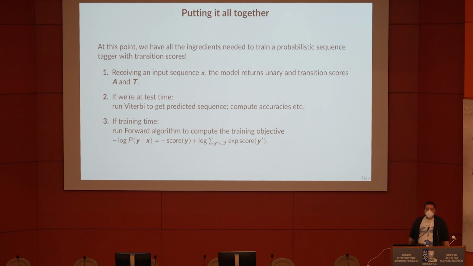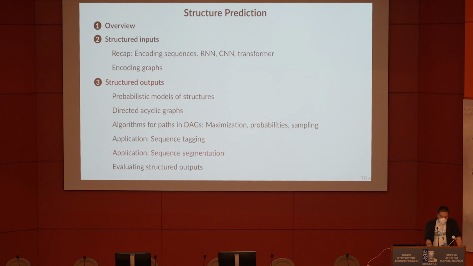Putting this all together, we have all the ingredients needed to build and train a probabilistic sequence tagger with transition scores. Okay? Receive an input sequence X. Use some sort of neural network or handcrafted features or anything in the world you want to compute the matrix A and the matrix T. Now, at testing time, you run Viterbi, it gives you the predicted sequence, you can evaluate and see how well it did. At training time, run the forward algorithm, compute the negative log probability of the gold sequence, and optimize, take a gradient step. Those are all the building blocks needed to train a structured sequence tagger.